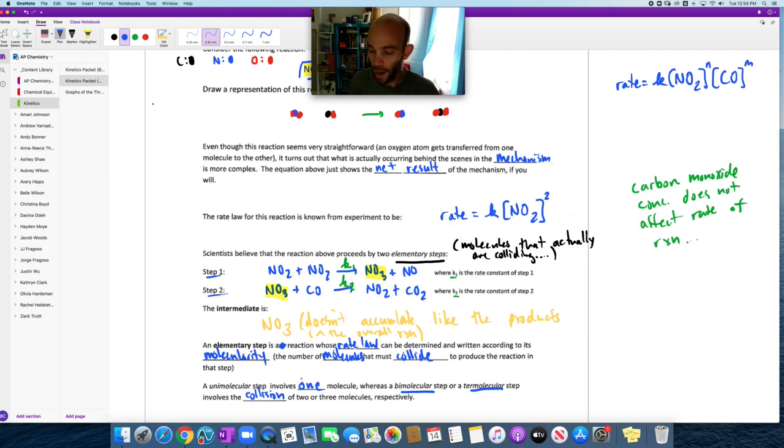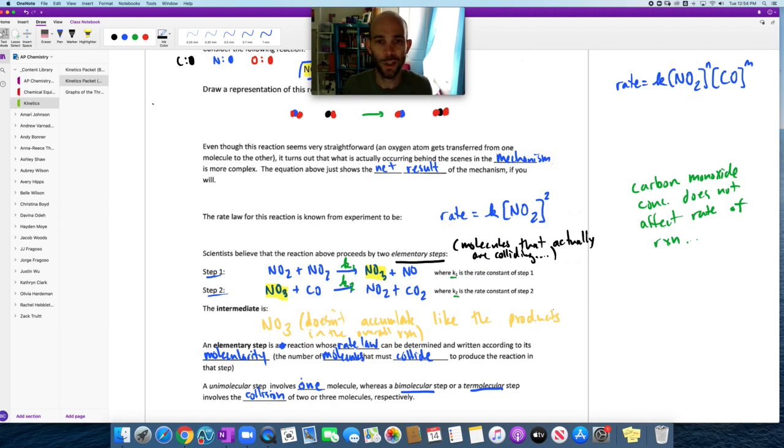You might be wondering, how in the world can there be a unimolecular step? How is 1 molecule going to collide with itself? Normally it doesn't. You might put in a little bit of energy with some sunlight or something and it causes the chemical bonds to break apart. That would be like a unimolecular step.